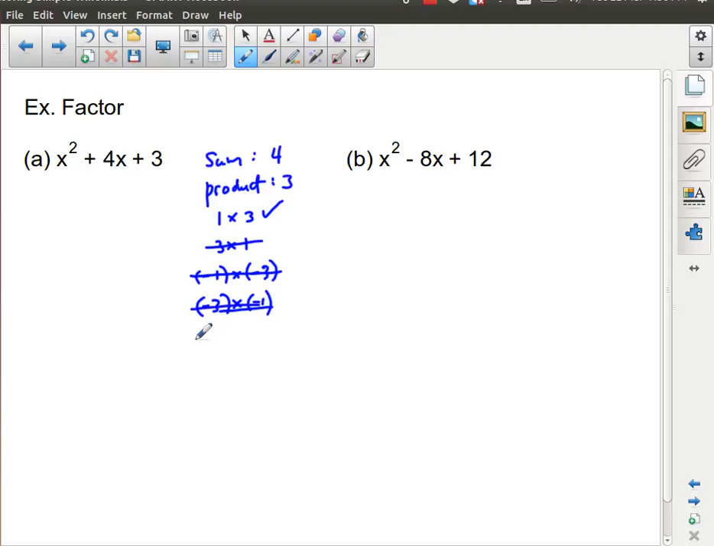And so it turns out that my integers, which is what we're interested in, the integer factors, are going to be the numbers 1 and 3. So that means that this can be written as, we need the x, because x times x gives me x squared, so I know I need an x at the beginning of each, and I'm going to have x plus 1 and x plus 3. So now I have taken this quadratic expression in standard form, and I've rewritten it in factored form.